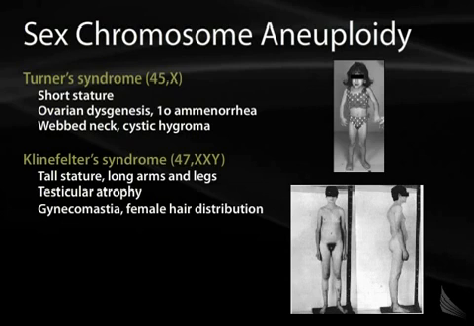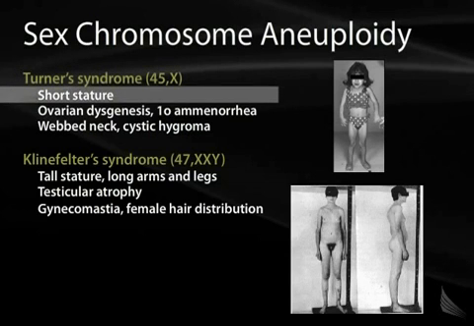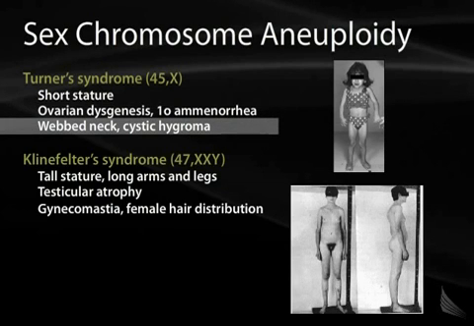Sex chromosome aneuploidies can also occur. One of them is Turner syndrome. This is actually a monosomy. This is the only viable monosomy that we see. It's 45X, so they're lacking one of those sex chromosomes, marked by short stature, ovarian dysgenesis, primary amenorrhea, and then physically you see a webbed neck and commonly cystic hygromas.